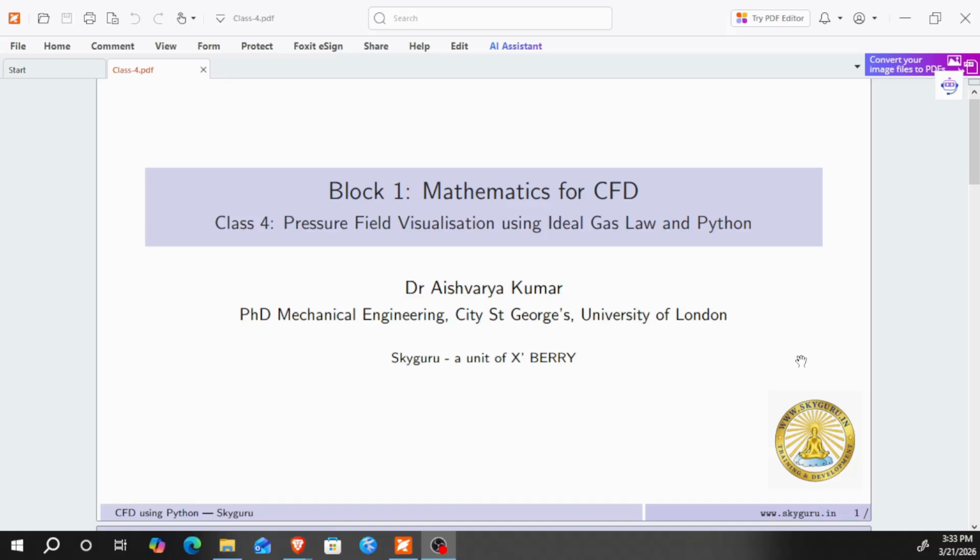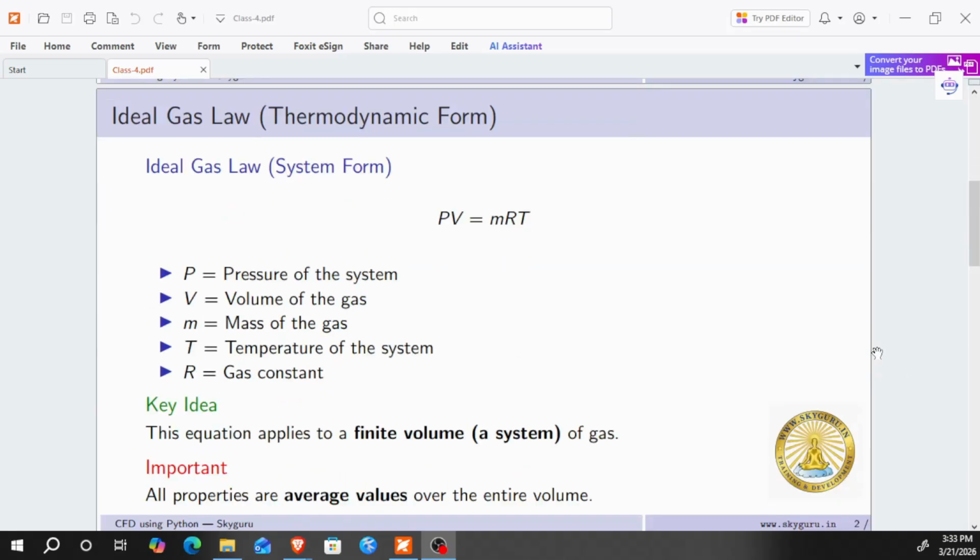So let us look at the ideal gas law first. This is the ideal gas law in the thermodynamic form, or we can say a system form. Here the multiplication of pressure and volume is equal to the multiplication of mass times temperature times gas constant.